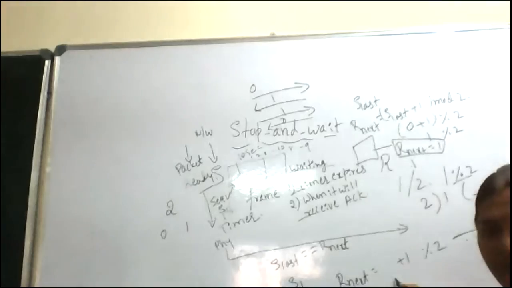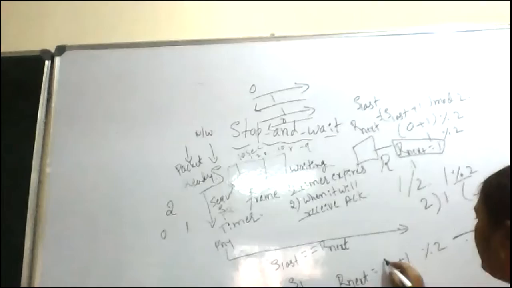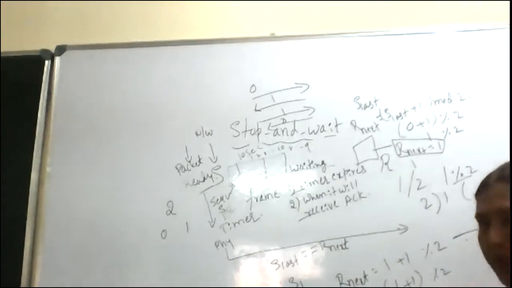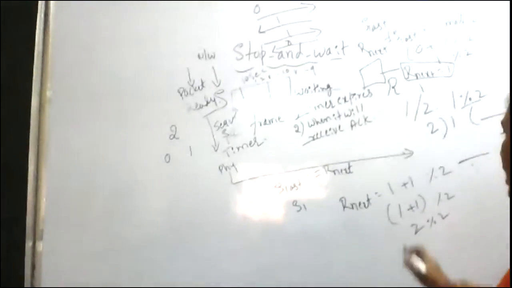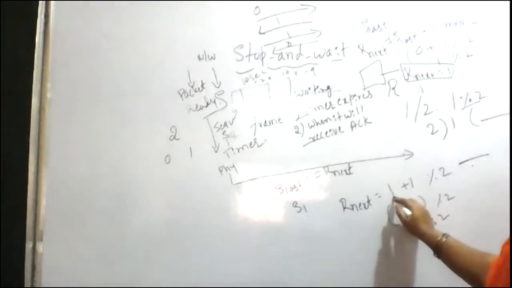So what have I received? I have received the 0th frame, right? Then 0 plus 1 mod 2. If I have received frame 1, then 1 plus 1 mod 2. 1 plus 1 is 2. 2 mod 2, what is the answer of 2 mod 2? I have received the 1st frame. So what should my expected next frame be?